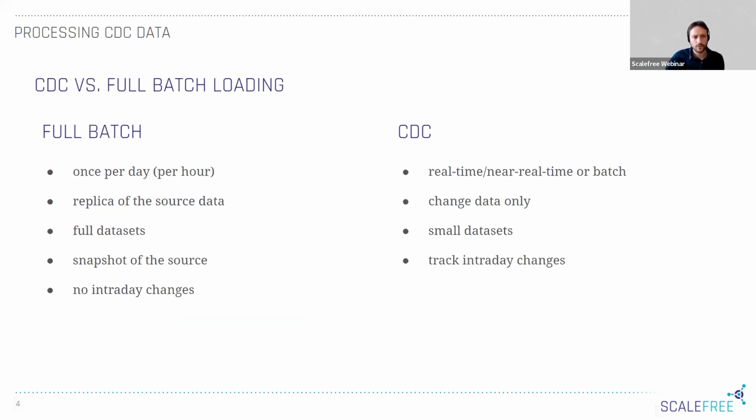Let's talk about the comparison to full batch loading. In a full batch, if you load, for example, your Data Vault or data warehouse in full loads, you get full batches usually once per day or once per hour, for example. So normally on a regular schedule. And it's always a replica of the source data. Which means you always get the full data set, and it's only a snapshot of the source object at the time when the data is extracted. Therefore, no intraday changes are possible.